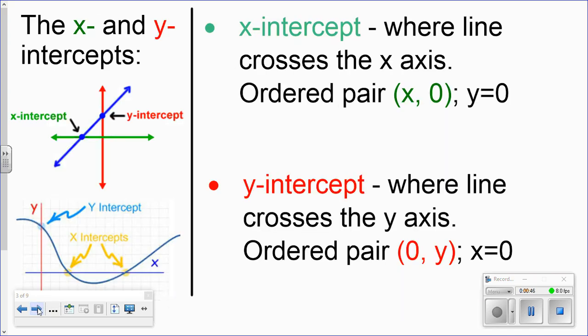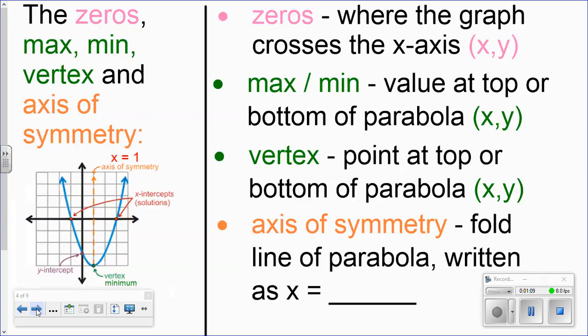Now, x- and y-intercepts. The x-intercept is where the line crosses the x-axis, so the ordered pair is (x, 0), because at the x-intercept, y always equals 0. Same with the y-intercept: it's where the line crosses the y-axis, so the ordered pair is (0, whatever that y value is), because x is always 0 at the y-intercept.